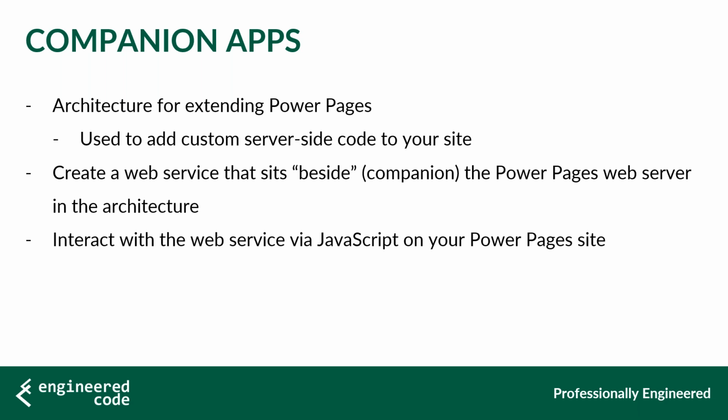So this idea of a companion app is the idea of creating a web service that sits beside, and that's where the word companion comes from. It's basically a friend of your Power Pages web server. It's beside it in the architecture. So essentially, you create a web service that sits beside the Power Pages web server in the architecture.